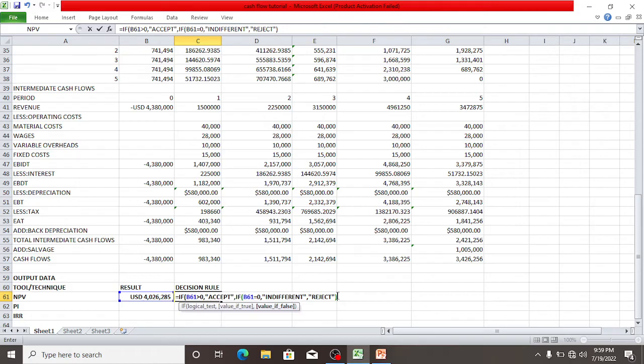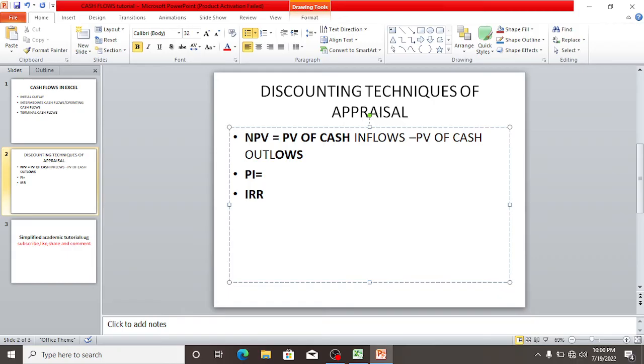Now let's go to profitability index. Let me show you the formula. It is equal to present value of cash inflows, then divide by present value of cash outflows. And what does it imply?